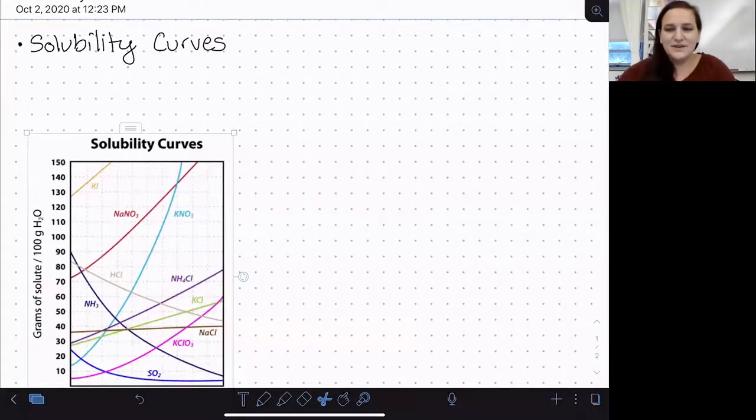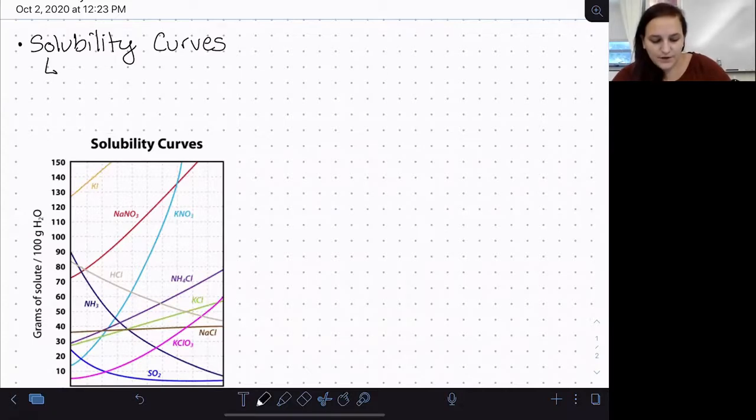In the last video, we talked about how temperature affects solubility. So in this video, we're going to talk about a way that we represent that, which is using solubility curves. A solubility curve is really just a visual representation of that relationship between temperature and solubility.